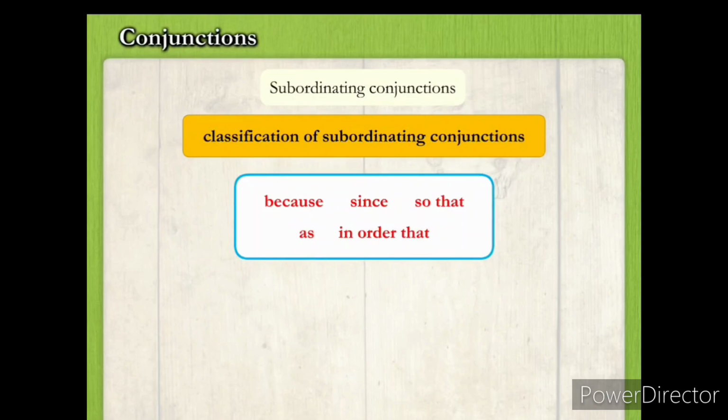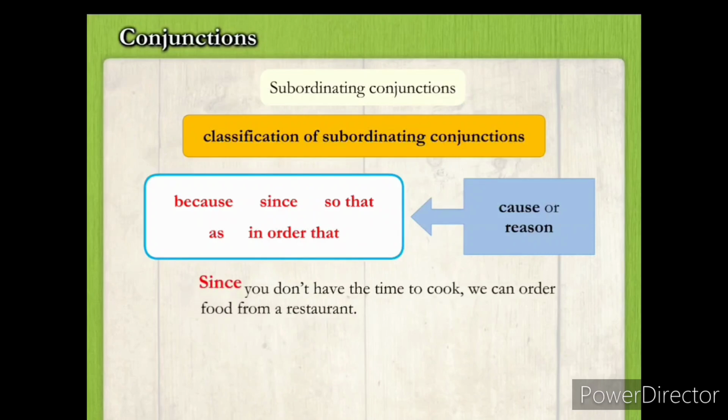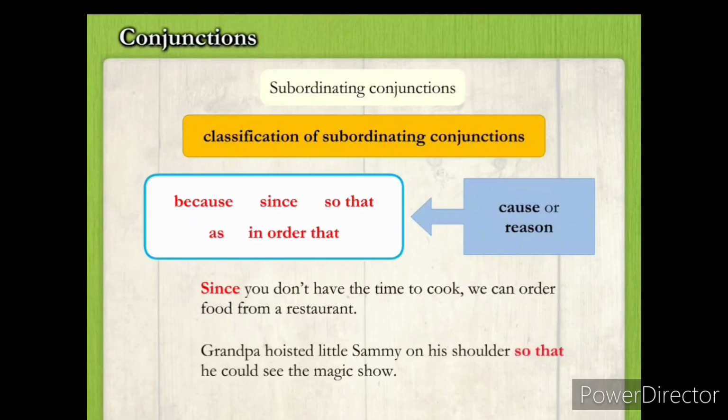Conjunctions like because, since, so that, as, and in order that are used to indicate cause or reason. For example, since you don't have the time to cook, we can order food from a restaurant. Grandpa hoisted little Sammy on his shoulder so that he could see the magic show.